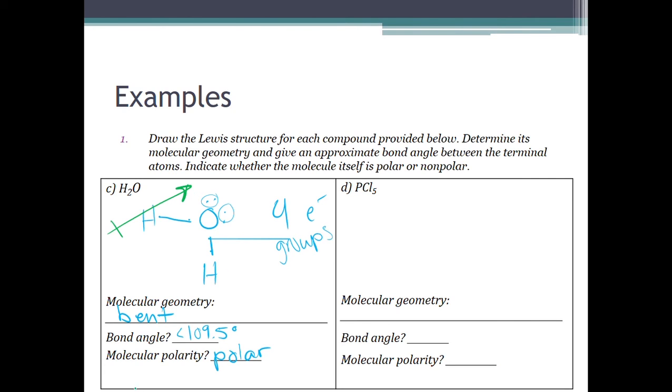All right, last example like this. We've got PCl5. Well, phosphorus is the odd man out, so we'll put that as our central atom, and we'll surround it with our 5 chlorines.